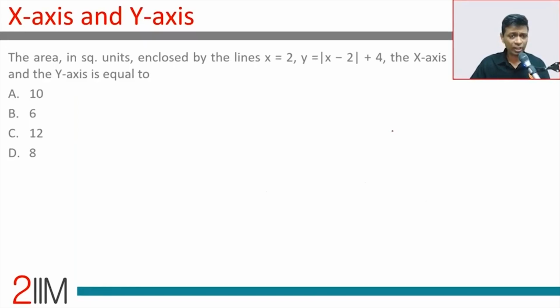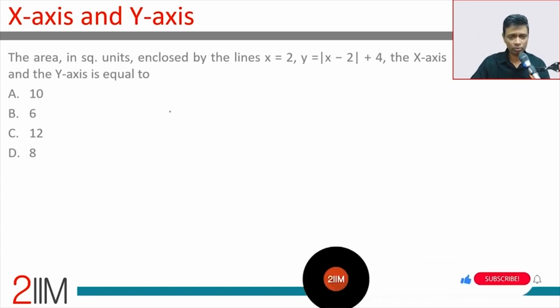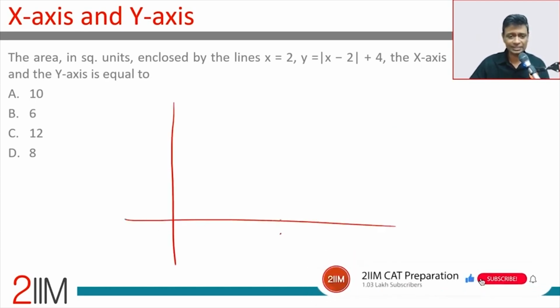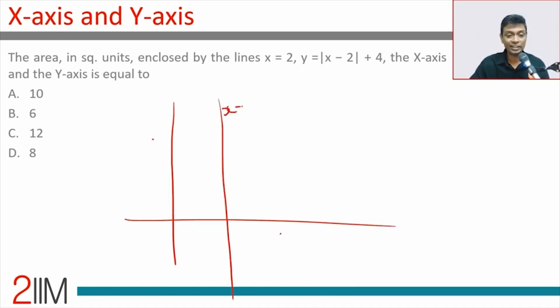The area in square units enclosed by the lines x equal to 2, y equal to modulus of x minus 2 plus 4, and the x-axis and y-axis is equal to? Wonderful. X-axis is this, y-axis is this. X equal to 2 is a line parallel to the y-axis. So we've got this. These three we have in the back. 0, 0, x-axis, y-axis.